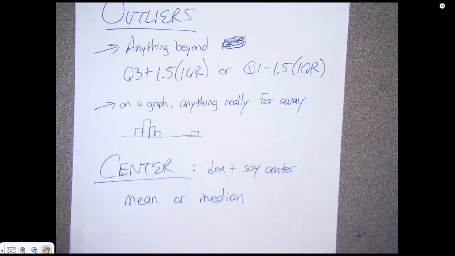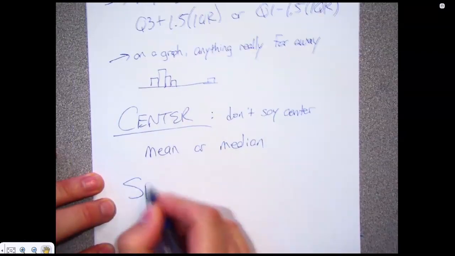That doesn't mean anything. Center could be mean or median or mode, but I don't really think of a situation where we'd use mode. But just don't tell me the center is 12. I don't know what that means. Is that the mean or is that the median? So you're describing the center, but you're not saying the word center. And then the last one is spread.